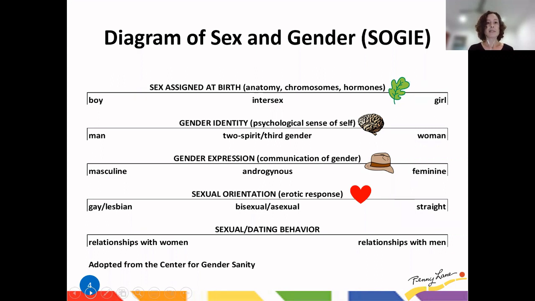Now, the next aspect of this diagram is gender identity, and that's your psychological sense of yourself. Are you a man or are you a woman? Do you feel like a man or do you feel like a woman? And again, it's a spectrum. So in the middle space, you'll see the term two-spirit. Two-spirit refers to somebody within the Native American community who identifies as LGBT, and it refers to the fact that they have the spirit of both a man and a woman together in one body.